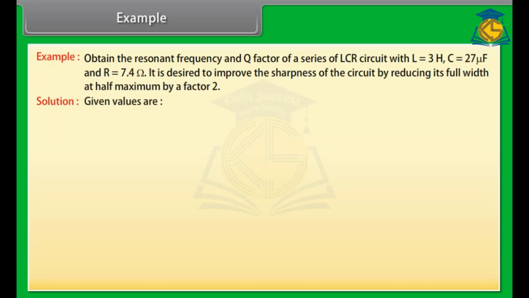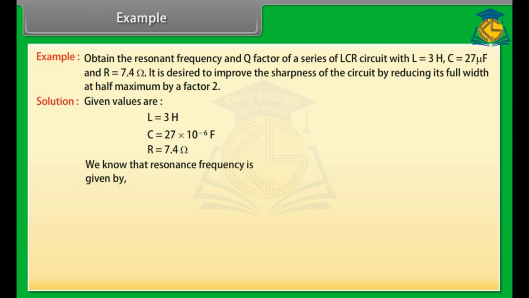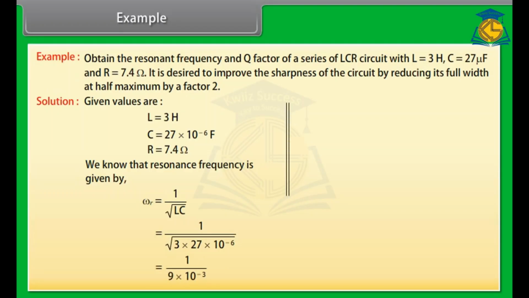Given values are L equal to 3 Henry, C equal to 27 into 10 raised to the power minus 6 farad, R equal to 7.4 ohm. We know that resonance frequency is given by 1 upon under root LC. Now, putting the values, we get resonance frequency equal to 111 radian per second.